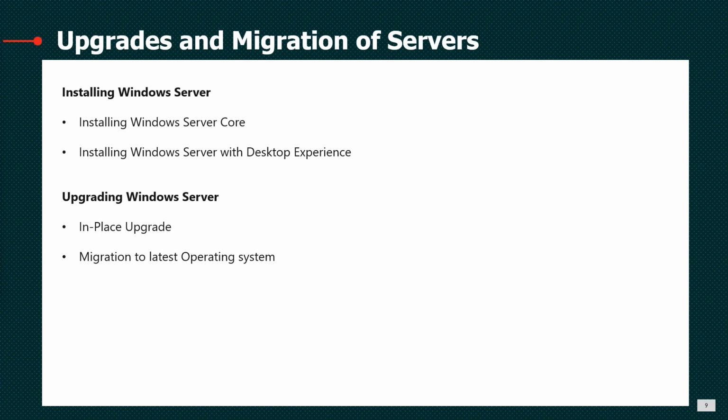Upgrade and migration of servers. As I said yesterday, there are two methods of installation. One is installation, another one is upgradation. Installation is very easy. It is simply deleting the existing operating system or installing a new operating system in the machine. If you purchase a new machine, it will come with nothing. No operating system would be there.